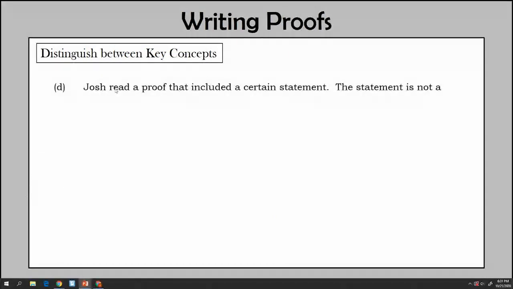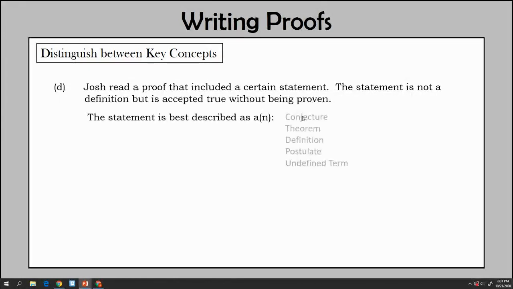Okay, couple more. Josh read a proof that included a certain statement. The statement is not a definition, but it is accepted true without being proven true. Which of our terms did we say are accepted true without having to be proven true? That's a postulate.